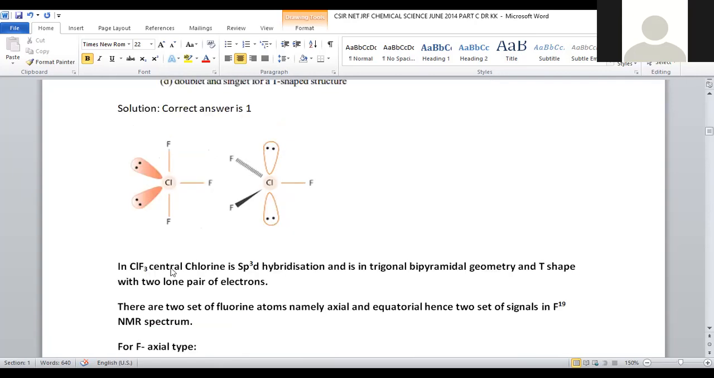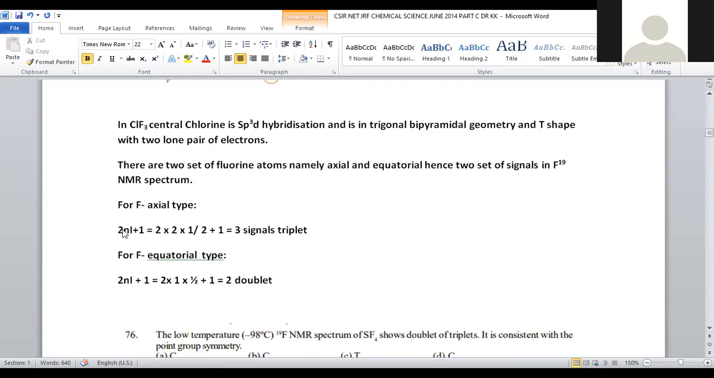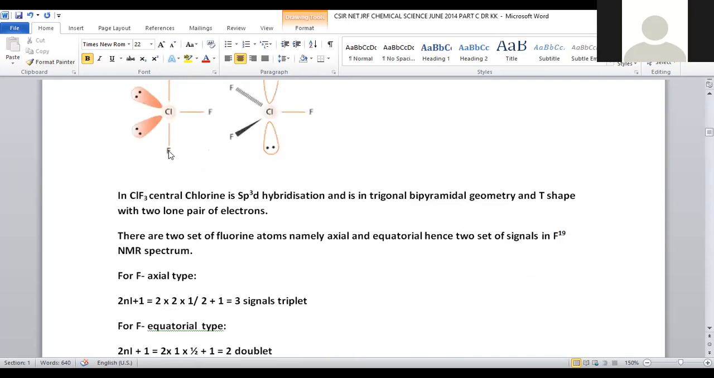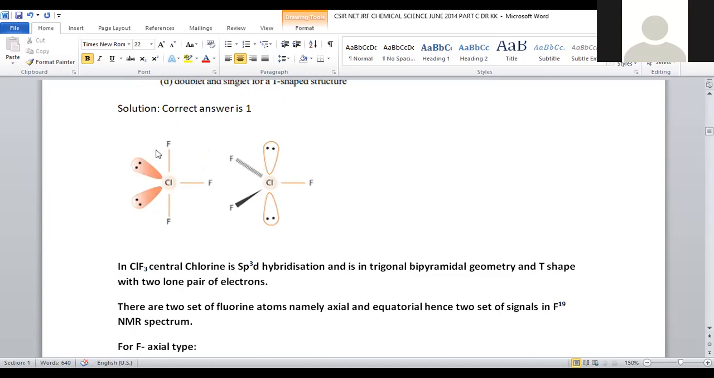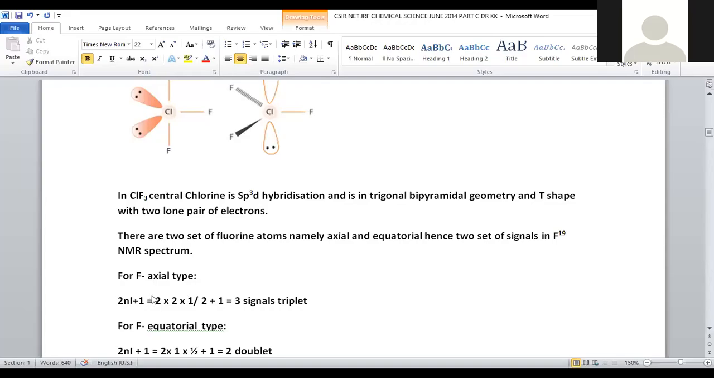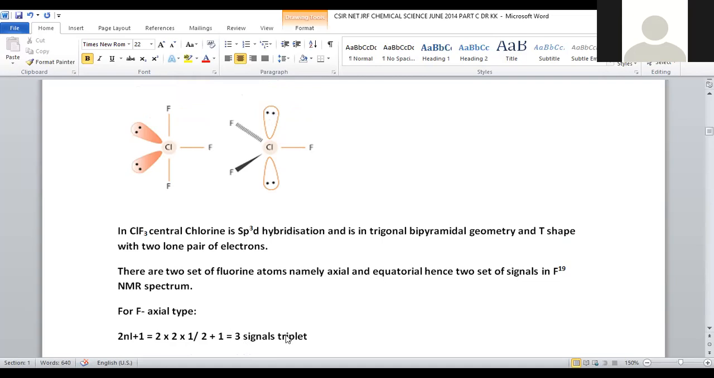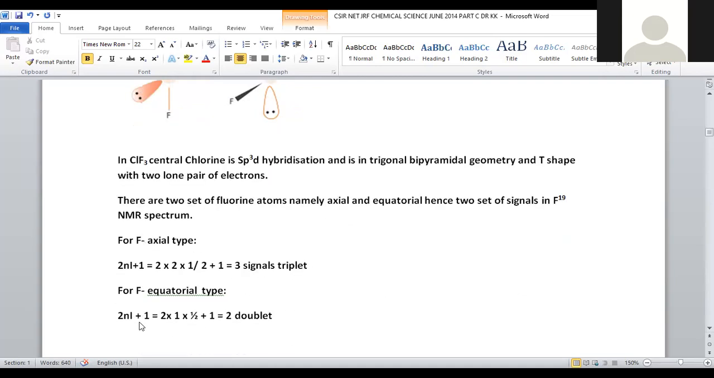Okay. First, let us calculate for axial. Axial means both are perpendicular to each other. For this axial fluorine type, let us apply the 2nI+1 formula, where n denotes how many axial fluorines there are. For axial, we have 2 axial fluorine atoms. So 2 into 2 into 1/2 plus 1. The 2s get compensated, leaving 2 plus 1. How many signals are possible? 3. So that is denoted as a triplet. For axial, we will get a triplet.